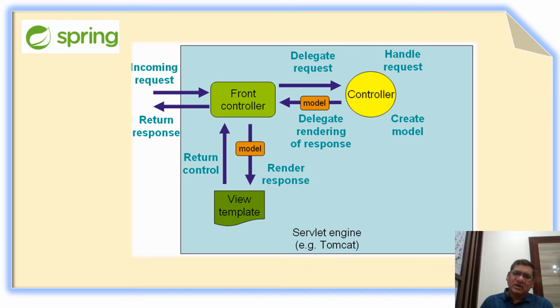The framework gets the incoming request and delegates that request to the controller. The controller returns the model. That model is picked up by the view template. This is all about the Spring Web MVC architecture.